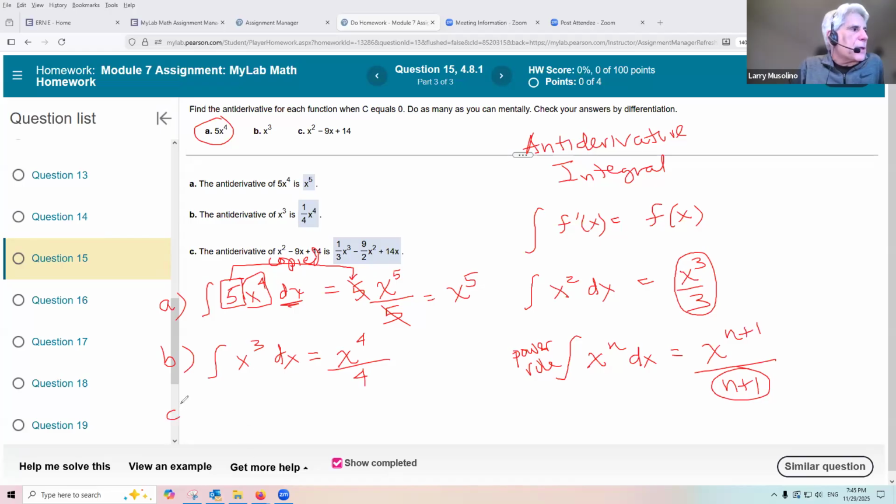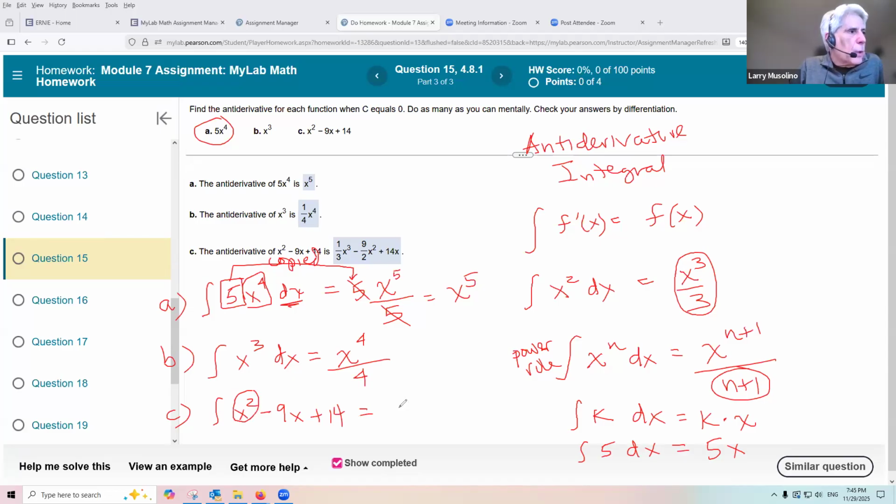All right, let's do part C. They want us to integrate x squared minus 9x plus 14. Let me mention one other item. If you take the integral of just a constant, that works out to be the constant times x. For example, the integral of 5 is going to be 5x. All right, let's work it out.